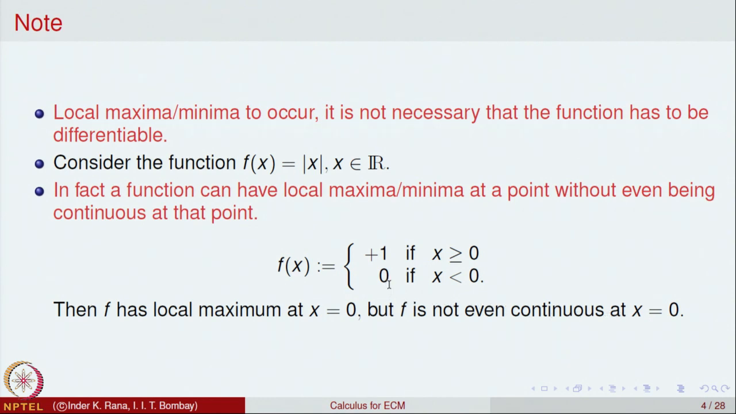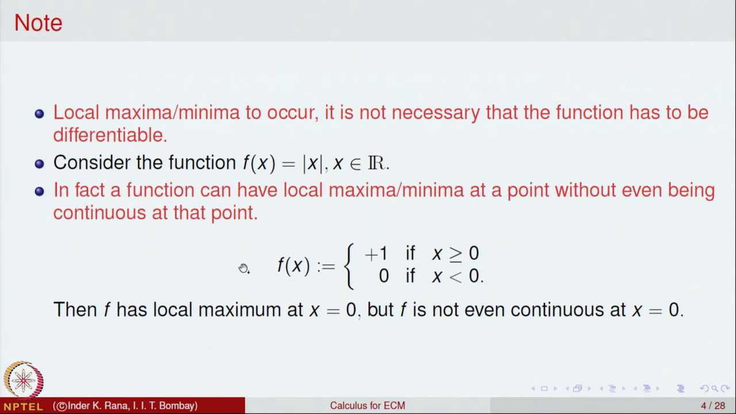The left limit of the function at that point is 0 and the right limit is equal to 1. So, this function is not continuous at 0, but still the function has a local maximum at the point x equal to 0. So, the existence of a local maximum or a local minimum for a function has nothing to do with the property of being continuous or being differentiable. What we are saying is, in terms of continuity or differentiability, you can give conditions which ensure that a point is a local maximum or minimum.